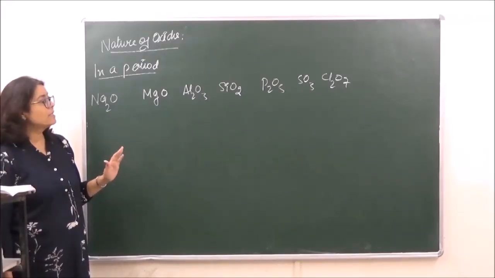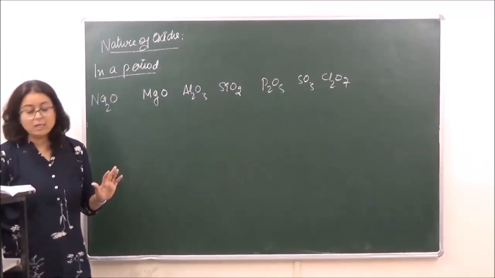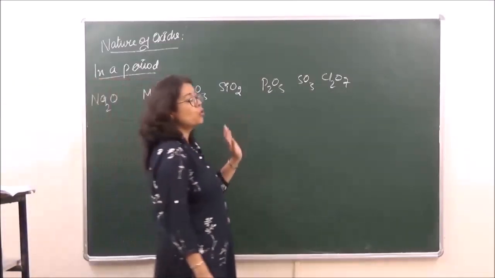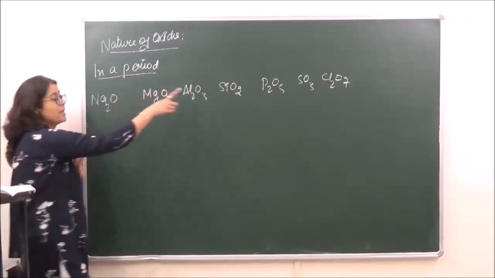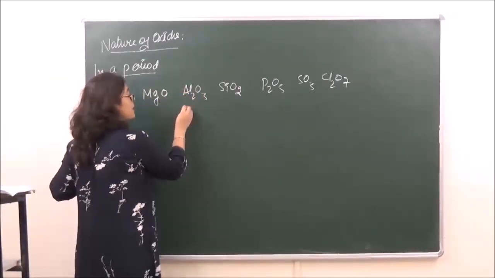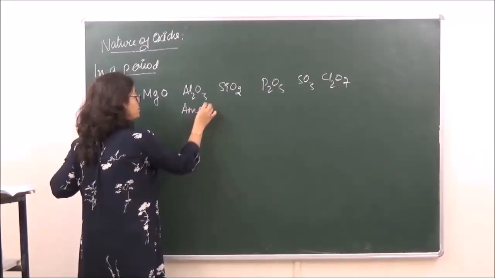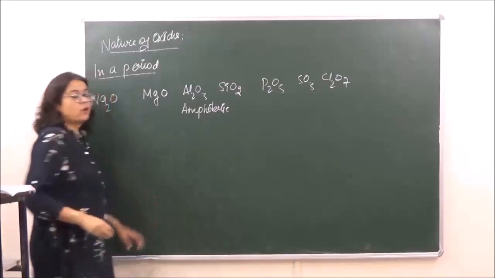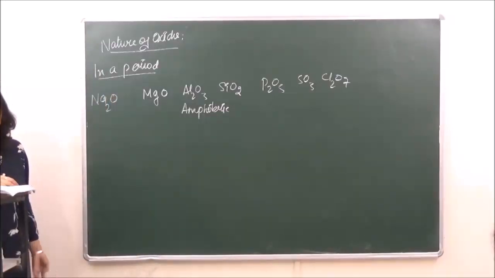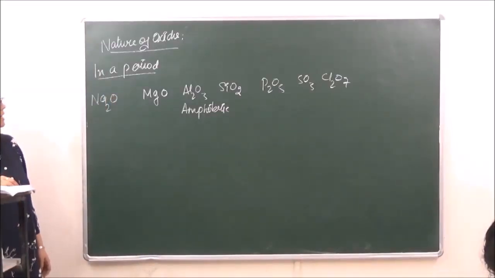Then P2O5 is acidic. SO3 is strongly acidic. And Cl2O7 is also strongly acidic. So we are going from a basic behavior to acidic behavior with the center amphoteric behavior of Al2O3. Right? And when we are going down the group, the basic nature increases and the acidic nature decreases.